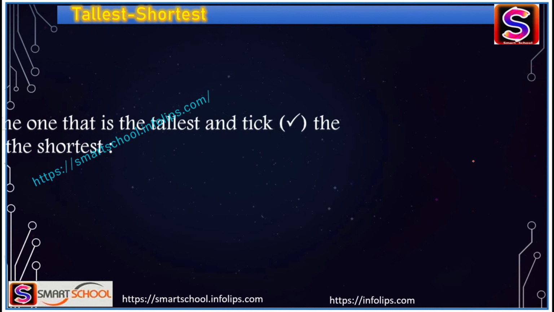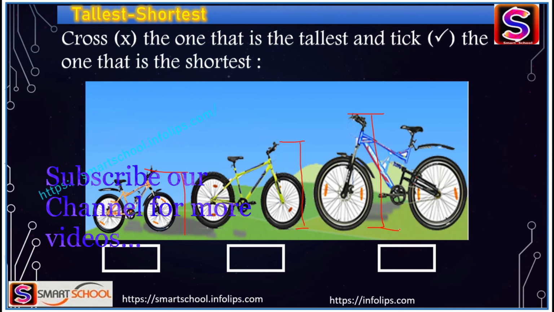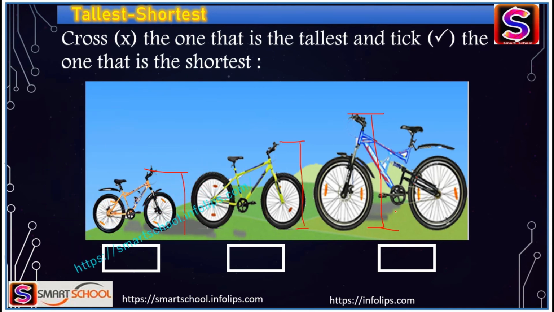let's see one more example. See, there are three bicycles. The first bicycle has this much height, the second bicycle a little bit more than that, and the third bicycle is this much more than the previous two. So that's why we can say the third one is tallest and the first one is shortest. So cross to the third one and tick mark to the first one, right?